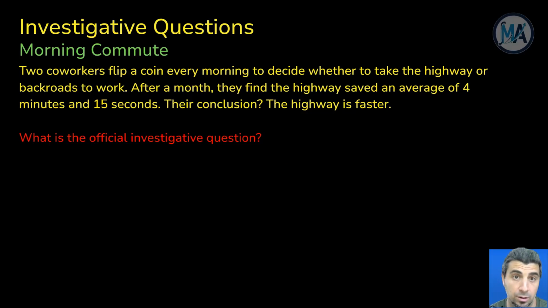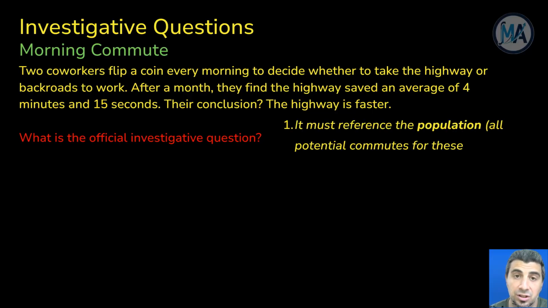Take a look at this scenario. Two coworkers flip a coin every morning to decide whether to take the highway or back roads to work. After a month, they find the highway saved an average of 4 minutes and 15 seconds. Their conclusion? The highway is faster. The question here is, what is the official investigative question?